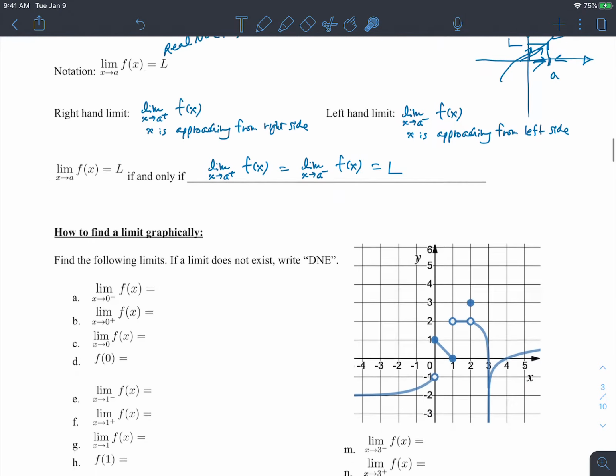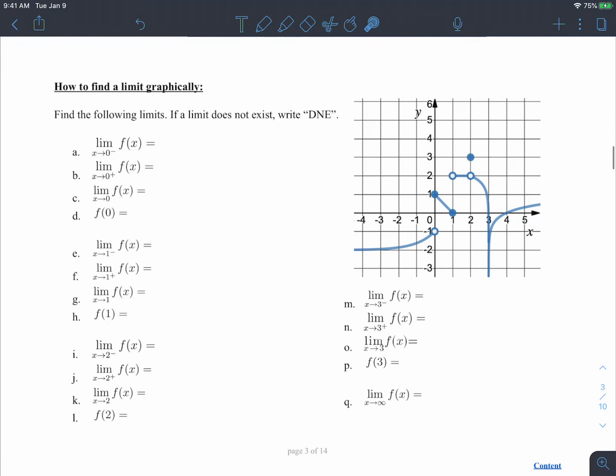So what you should do is take a moment to try this out on your own. In a regular classroom, I would have you work on this as a group. So you should pause the video. I'm going to go through the answers as I read through this.